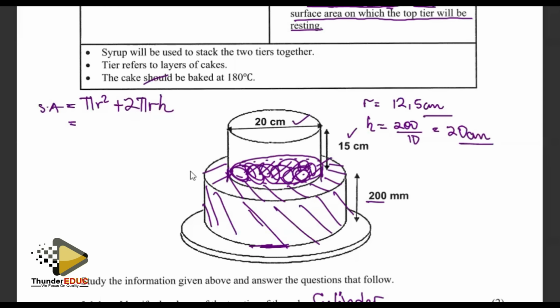Let me see how we can summarize this. It's fine. We shall say 3.142 times the radius, which is 12.5 squared, plus 2π times r times the height, which is 20 now. I'm trying to substitute into this formula that's given to us.